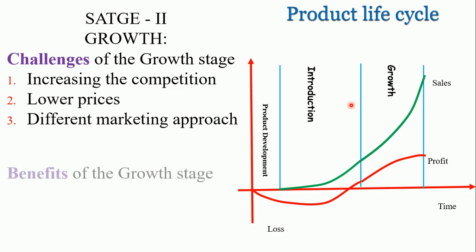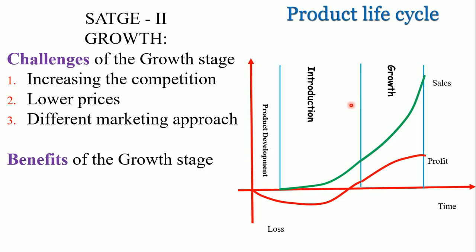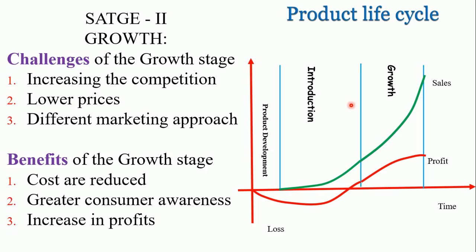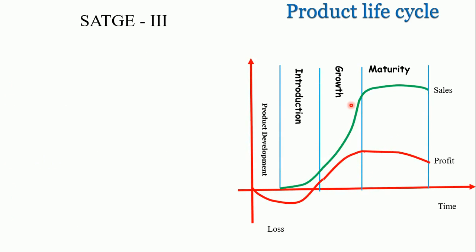Okay, what are the benefits of this product growth phase? Costs are reduced, then greater consumer awareness. Your product is better known to customers, and increasing profit are the benefits of the growth stage. The next stage, the third stage, is generally the maturity stage. Okay, this is called the maturity stage.